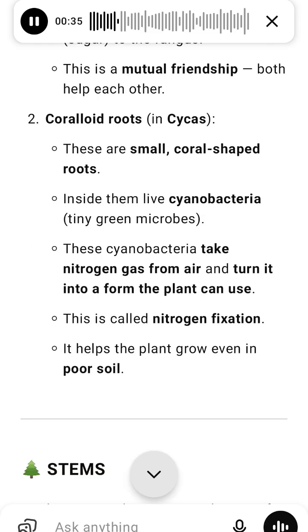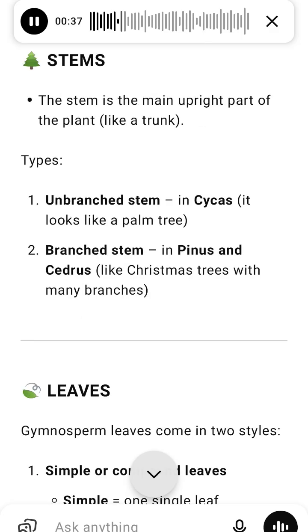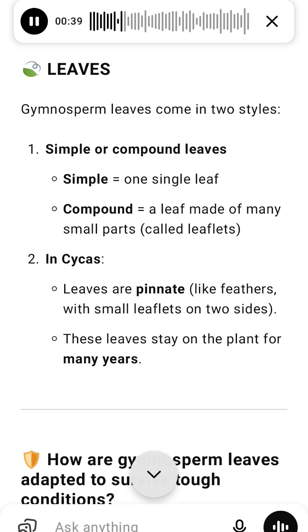2. Coralloid roots in Cycas. These look like coral. Inside them live cyanobacteria, tiny microbes, that can fix nitrogen, change nitrogen from air into a usable form for the plant.